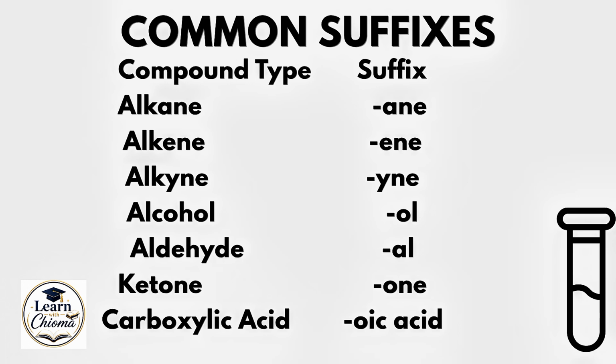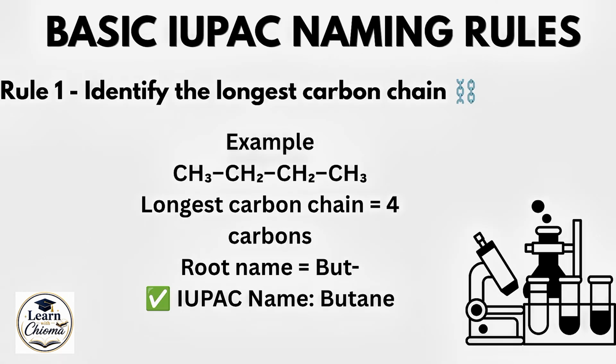Now that we know the root names and suffixes, let's learn the step-by-step rules used to name organic compounds. The first rule is to identify the longest continuous carbon chain. This chain becomes the parent chain and determines the root name of the compound. Remember, the longest chain is not always the straightest one, it may bend or branch, so examine the structure carefully before deciding. Choosing the correct parent chain is the foundation of correct IUPAC naming.